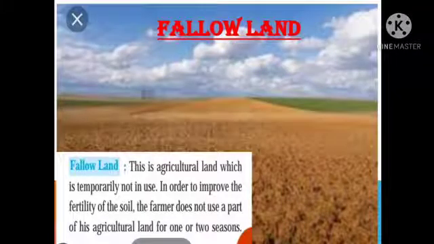Fallow land. Fallow land is the land which is temporarily not in use. Means for 3 months or 6 months they are not using this land so that they can regain the fertility of the soil.